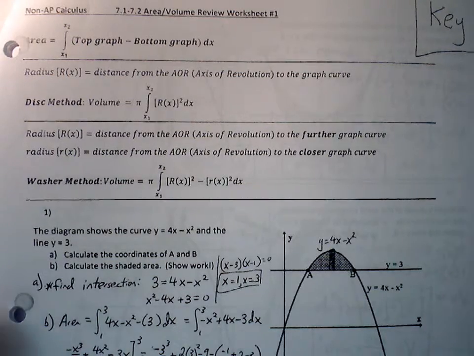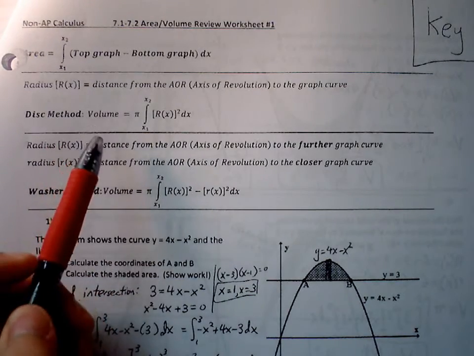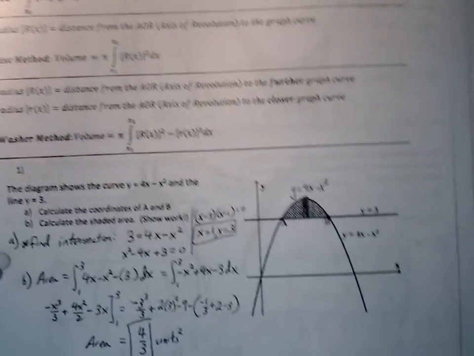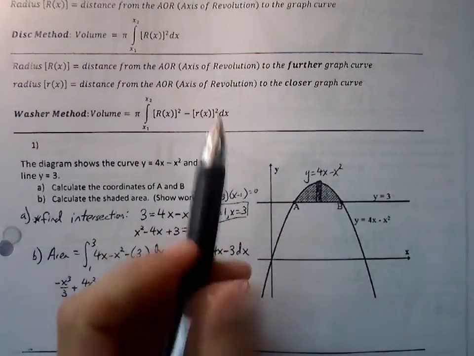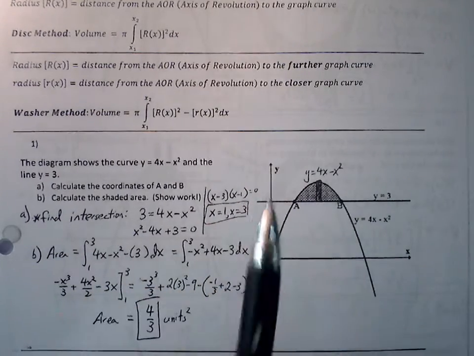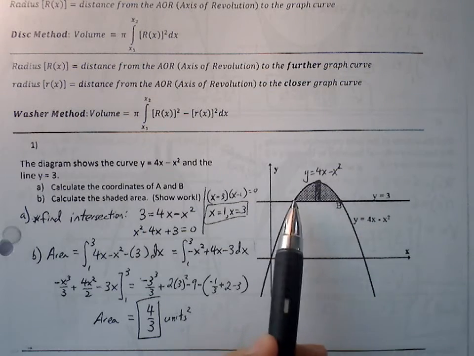This is the Chapter 7 review worksheet over area and volume, disk method, and washer method. So let's look at number 1 here. The diagram shows the curve y equals 4x minus x squared. That's the parabola that's opening down here. And the line y equals 3. That's this horizontal line. Calculate the coordinates of A and B.